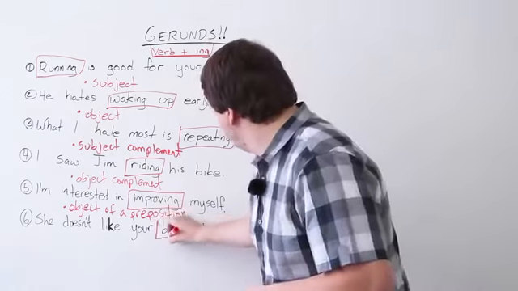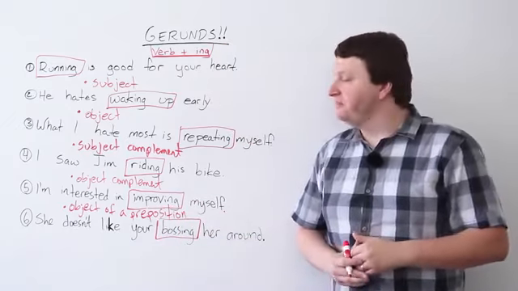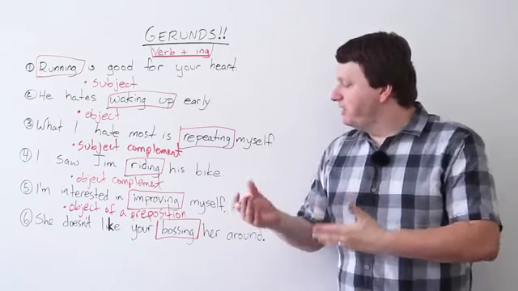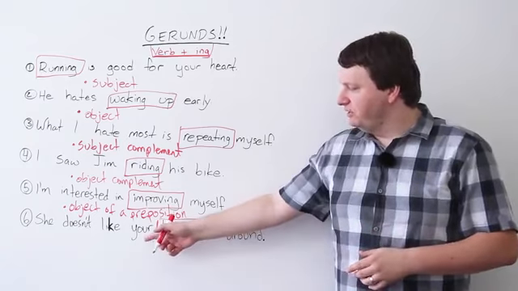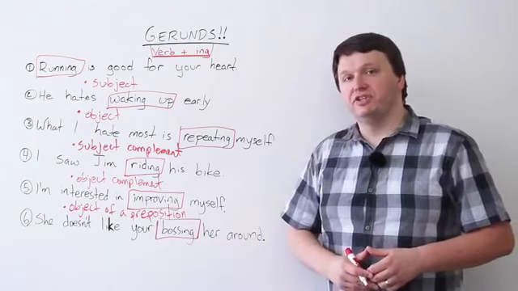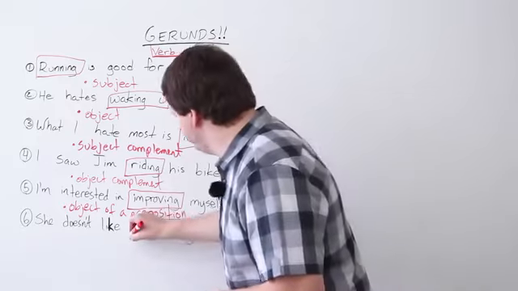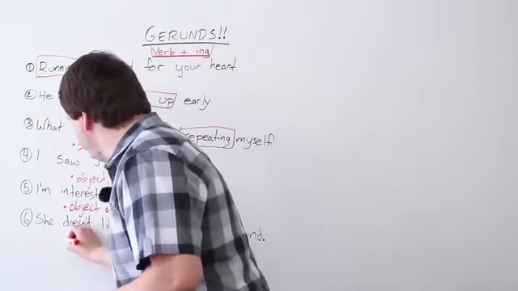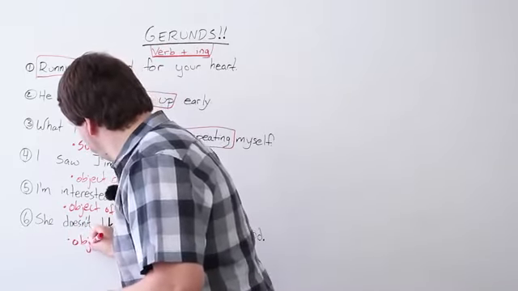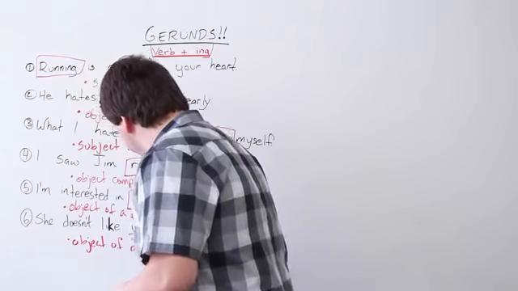So we have bossing. This means telling a person what to do, okay? So she doesn't like you're bossing her around. Here we're using a possessive. So in this situation, a gerund is actually the object of a possessive pronoun. Okay, so it can be the object of a possessive.